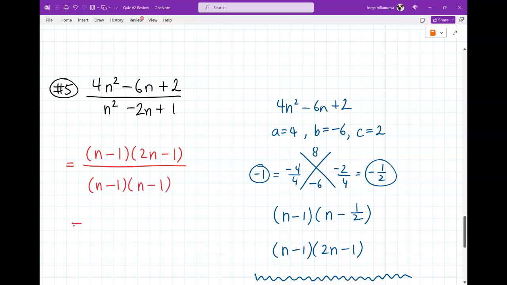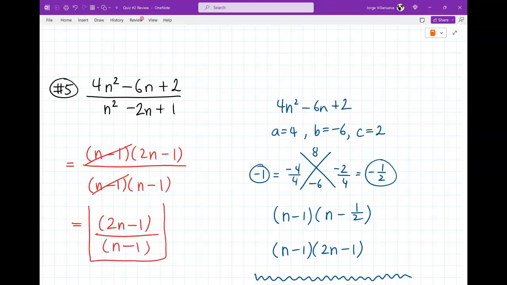So what do I chop? An n minus 1. It doesn't matter which one you do. You could do this one and that one if you want. Most people prefer just going straight down, though. It just looks cleaner, right? Can I get rid of the 2n minus 1 with the n minus 1 on the bottom? No, right? The 2 doesn't match, so I got to leave it alone. So here's my answer. 2n minus 1 over n minus 1.